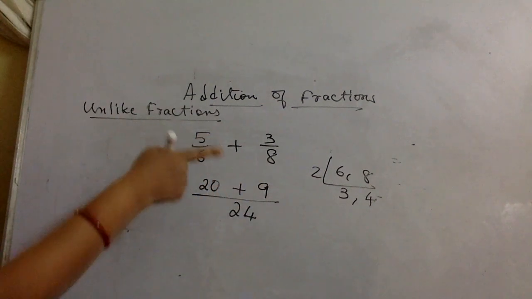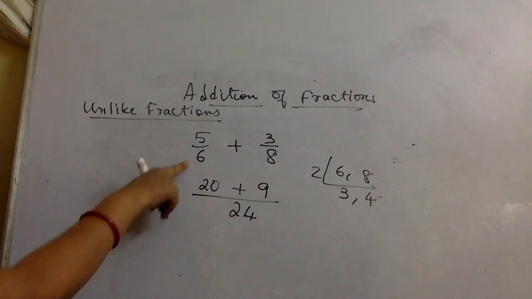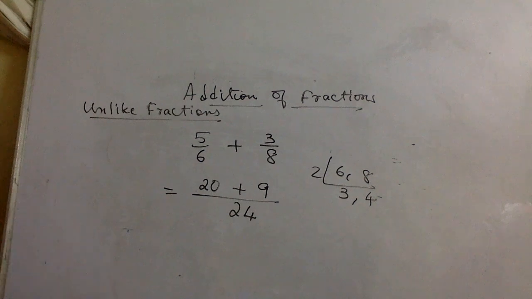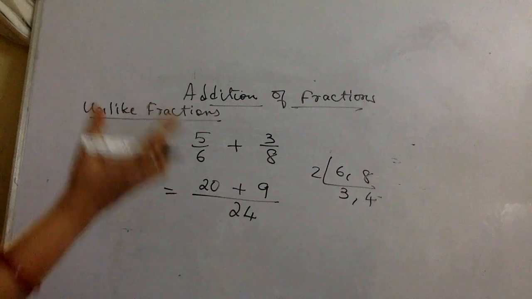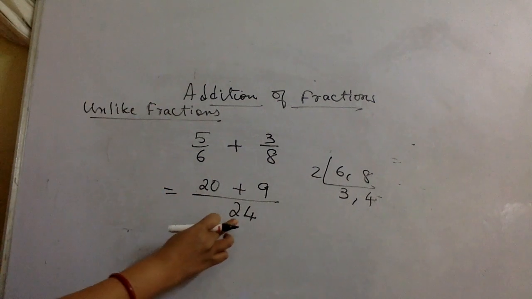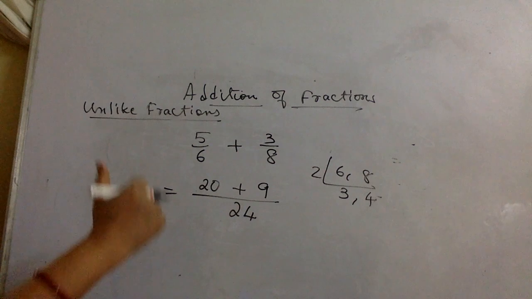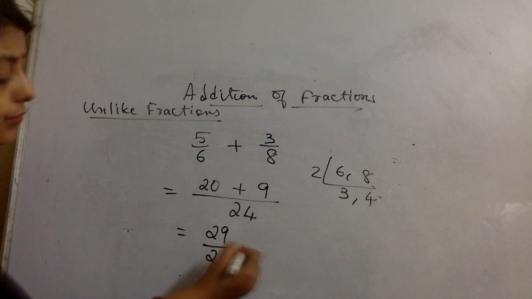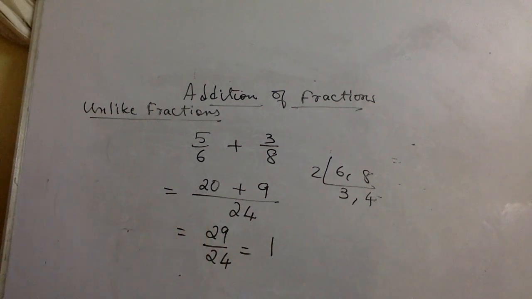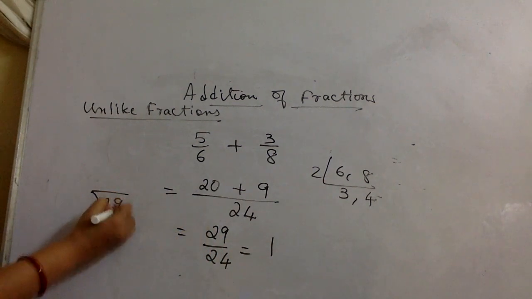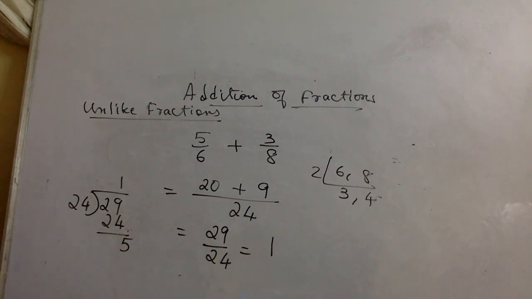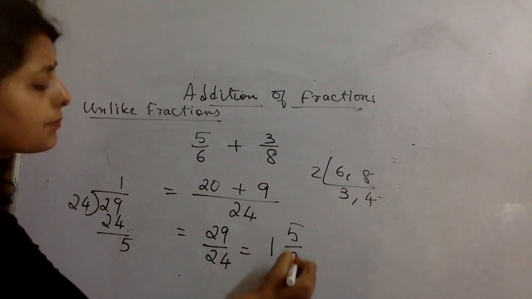I repeat, 6 into what makes 24? 6 into 4 makes 24. Remember that 4, multiply that 4 with this 5 to give you that 20. 8 into what is 24? Ask yourself the question. 8 into 3 is 24. That 3 multiplied with this 3 is 9. 29 by 24. If I convert it to a mixed fraction, 29 by 24 is 1 and 5 by 24.